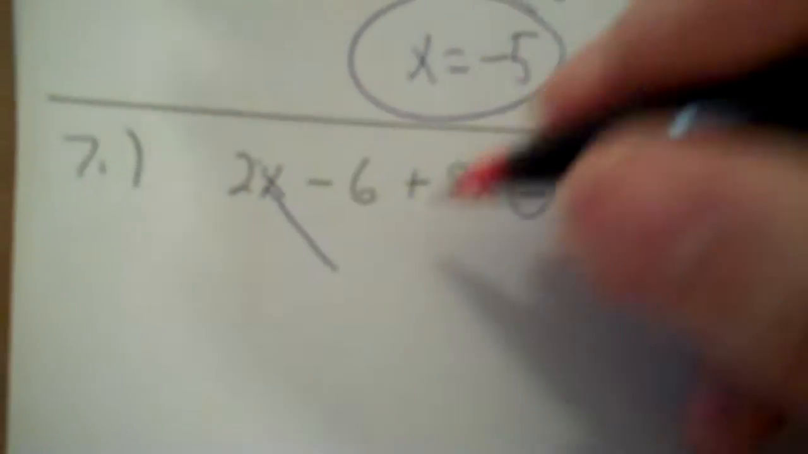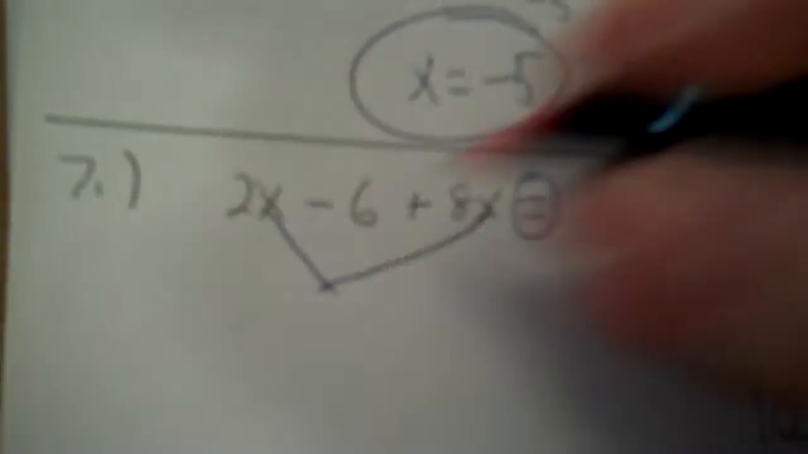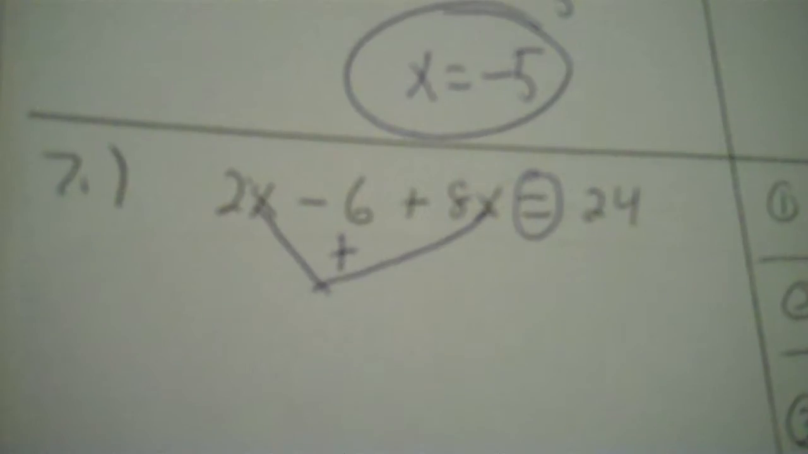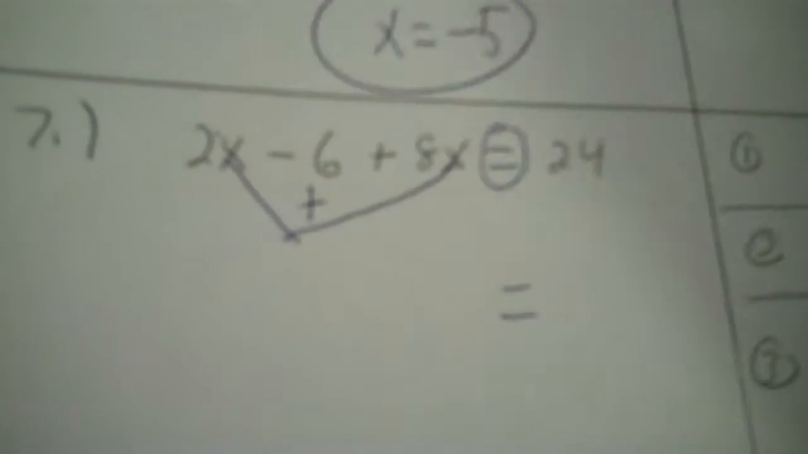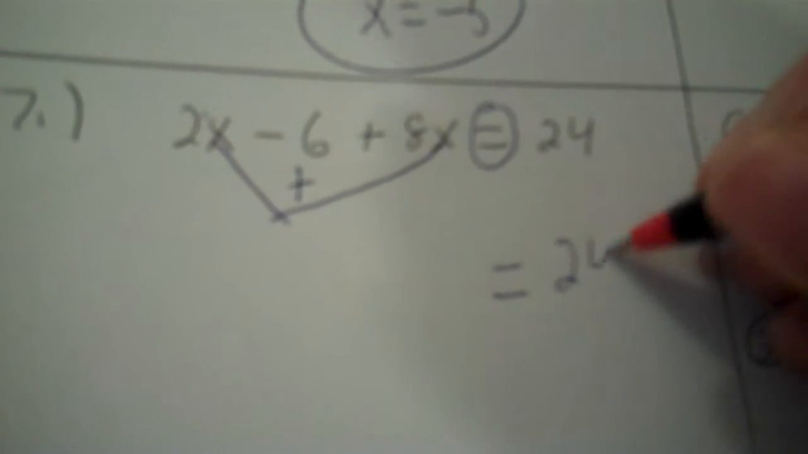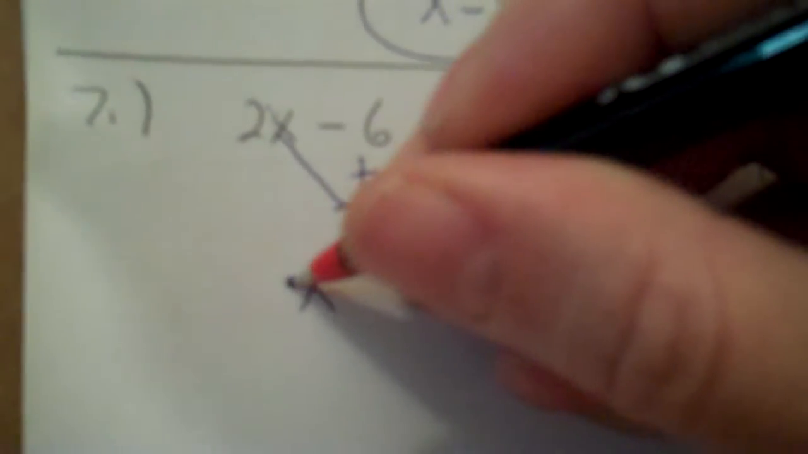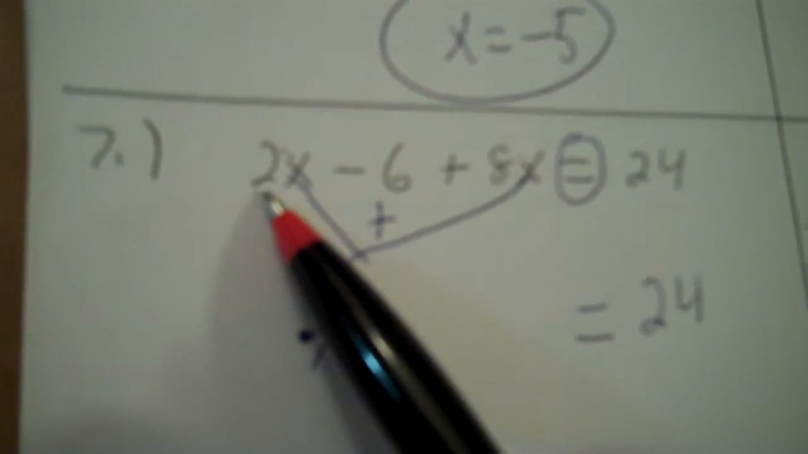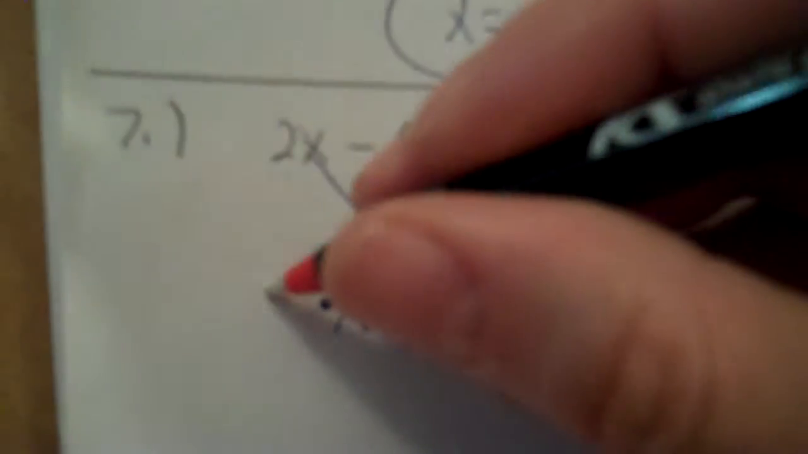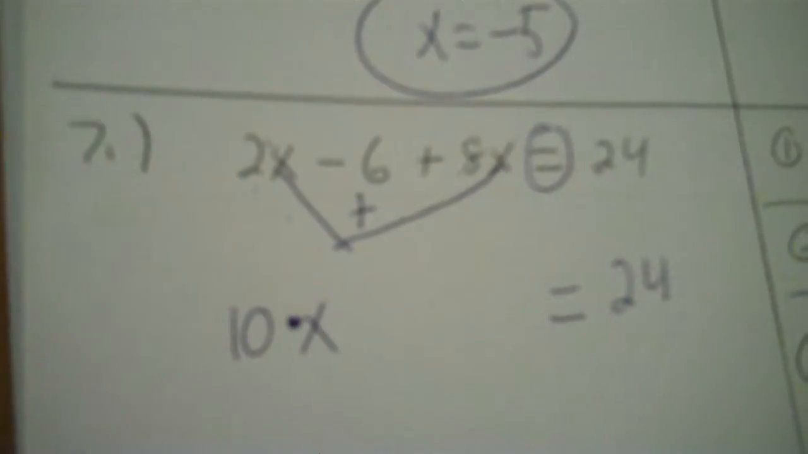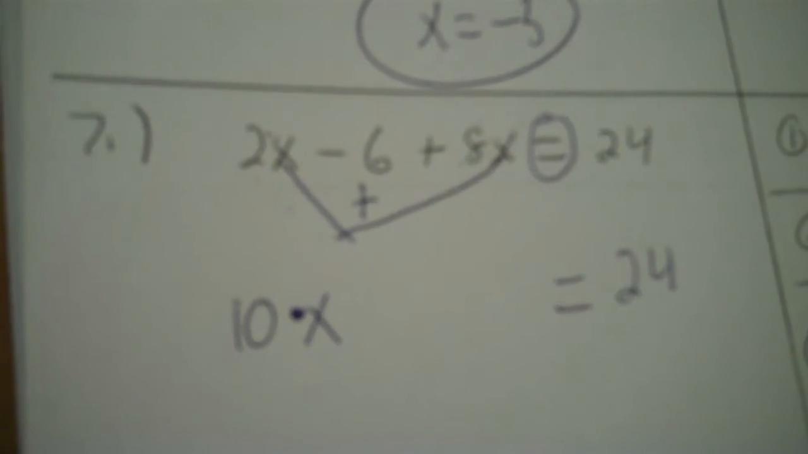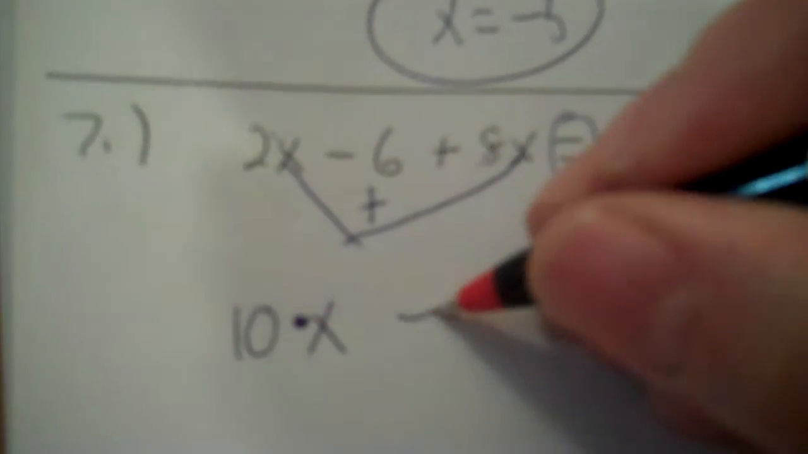So if they're on the same side, you need to connect them and make a plus symbol, because that's what you do when they're on the same side. So you line up your equals, you have 24, then I put x down with a times sign, and I add 2 plus 8. 2 plus 8 is going to be 10. Okay. So that's going to be 10 times x, and then we still have the minus 6.